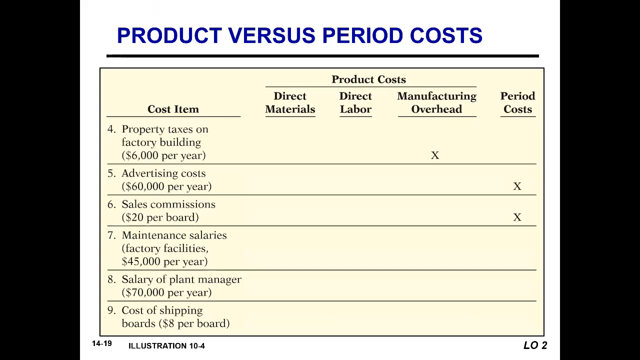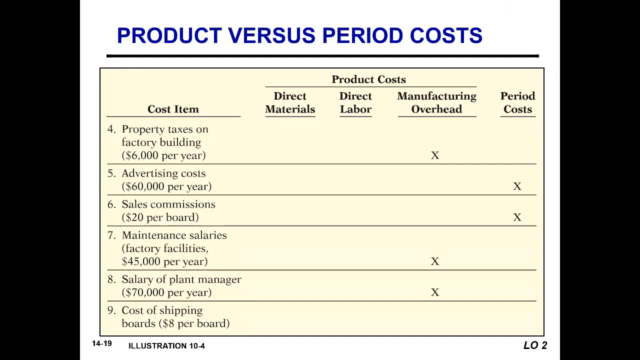Maintenance salaries. So this is for the factory. So very specific. They've told us that is part of the facility where the product is being made. That makes a big difference. So $45,000 per year will be overhead because we can't directly trace it to the surfboard. And then the salary of the manager, well, again, it's a salary. It would be really hard to trace all of that time to a specific product. So again, we use that as overhead.